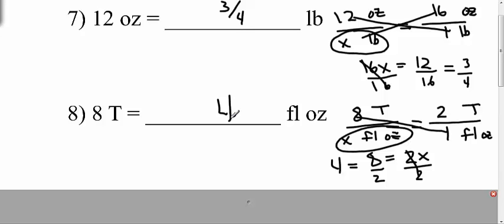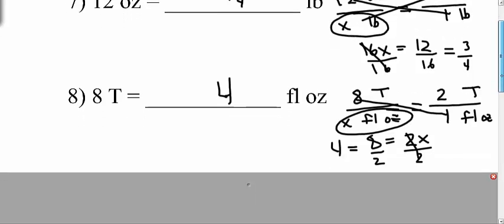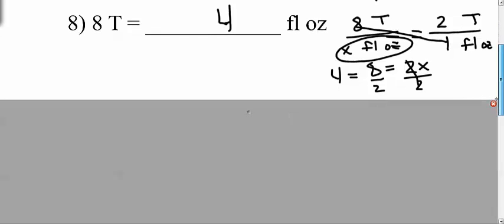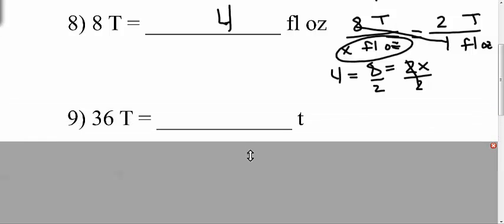And again, for every 1 fluid ounce, there's 2 tablespoons. So if you have 4 fluid ounces, 4 times 2 is 8 tablespoons. So that answer of 4 fluid ounces makes sense because that's 4 of those little medicine cups. And in each one of those medicine cups, it's 2 tablespoons. So if you had 4 of the fluid ounces, you would have 8 tablespoons.